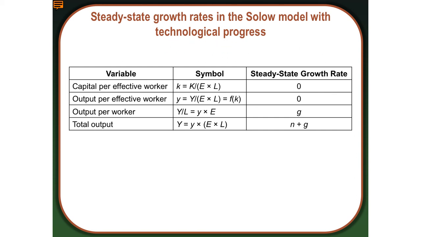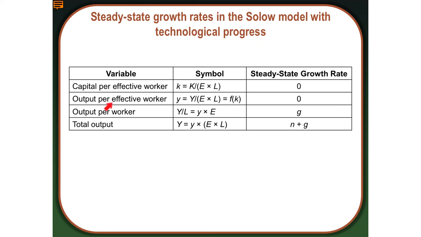We're talking about E being in the model, and so our small letters are now the per effective worker values. So what happens to capital per effective worker in this model in steady state? Well, the definition of steady state is that little k is not changing. So the growth rate is 0. So capital per effective worker, or K divided by E times L, is not changing.